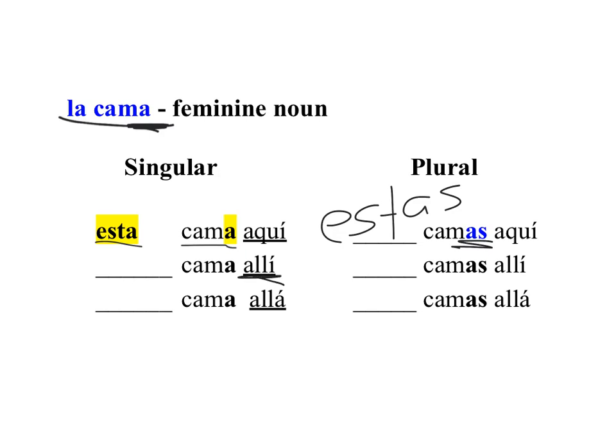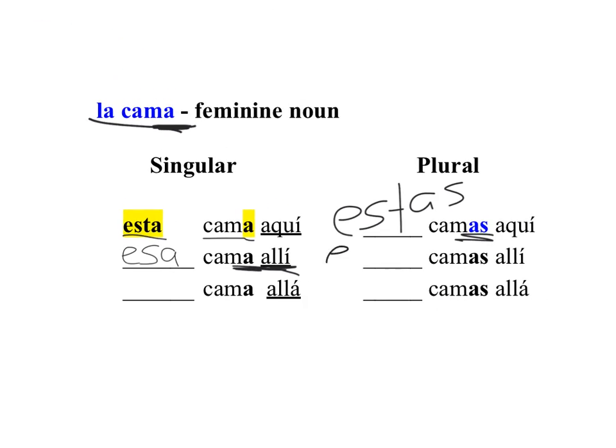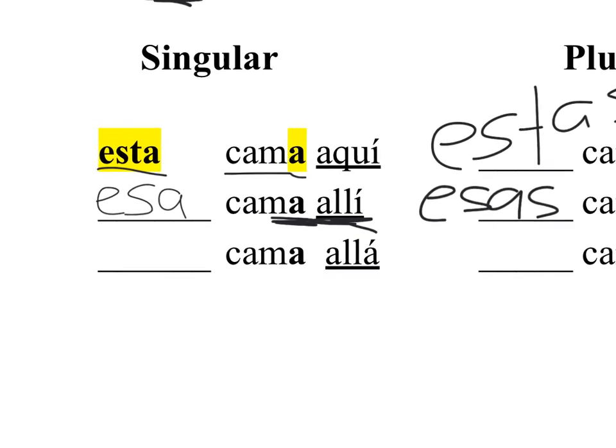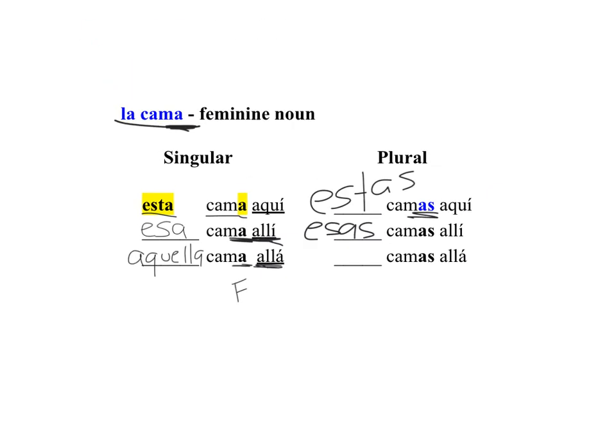Now we're changing the clue word, so we can't use este anymore. We're going to go to our next chart, which is ese, esa, esos, esas. But because it's feminine, we have to make sure we match it. So this one would be esa cama allí. And the plural of esa would be esas. And then the last one, allá, goes with four words, aquel, aquella, aquellos, aquellas. But again, cama is feminine, so you have to make it match. So this would be aquella, and this one is plural, aquellas.